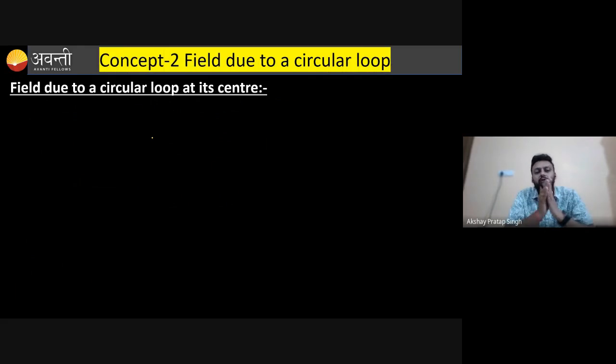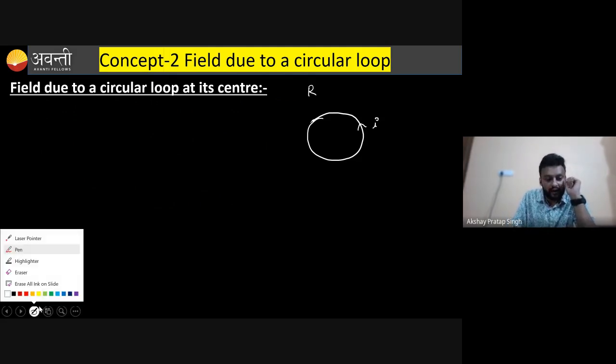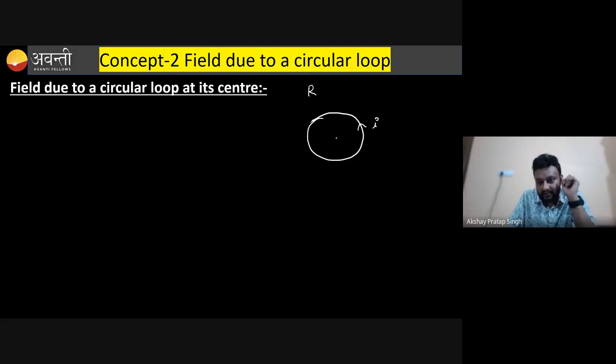Now, we are moving further to the second concept, that is field due to a circular loop. Now, listen to me again. Let's suppose there is a circular loop, and somehow it has a current, let's suppose I. And the radius of the loop is R. What you need to do is find the magnetic field at its center.